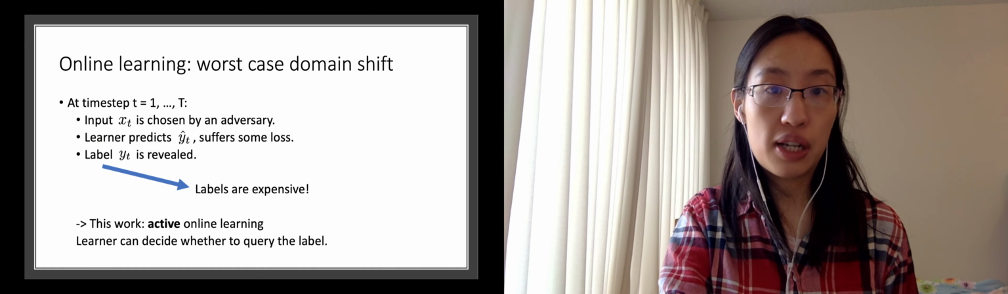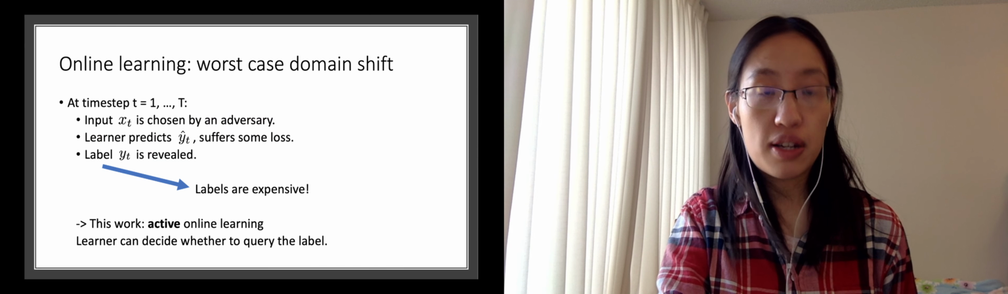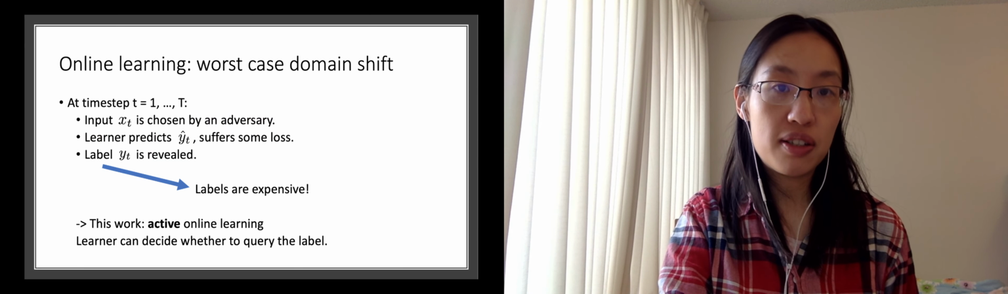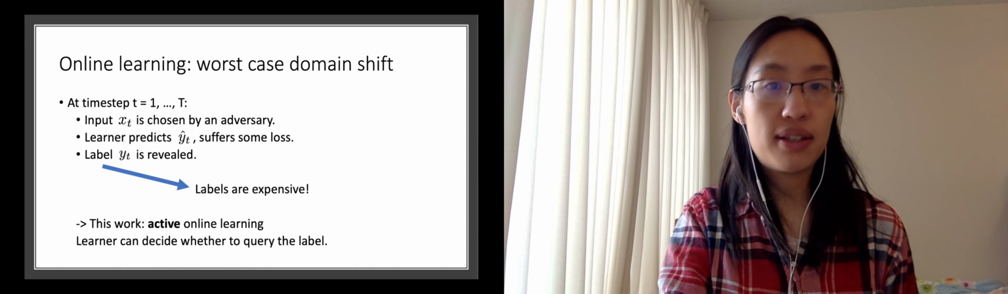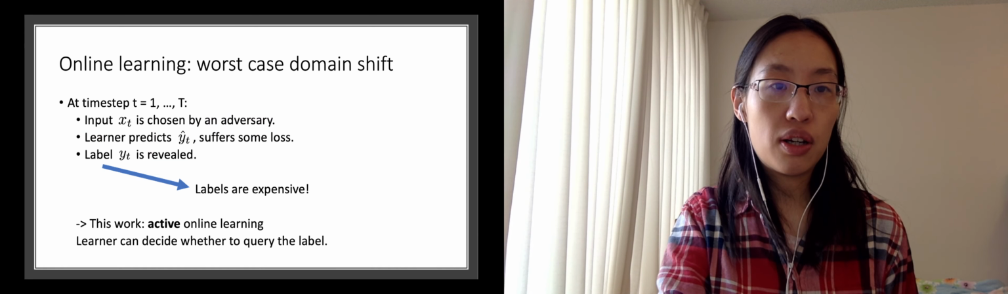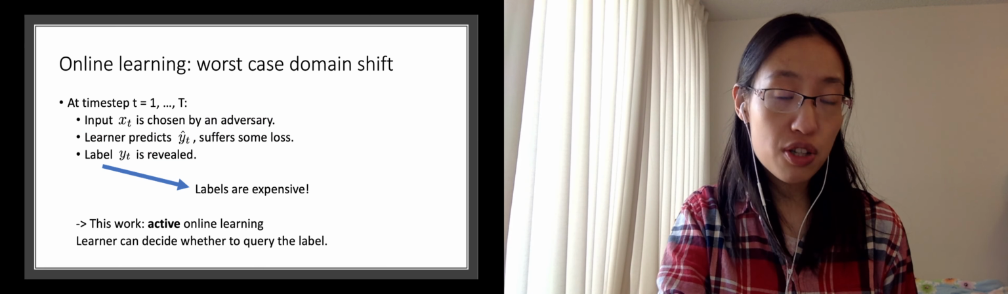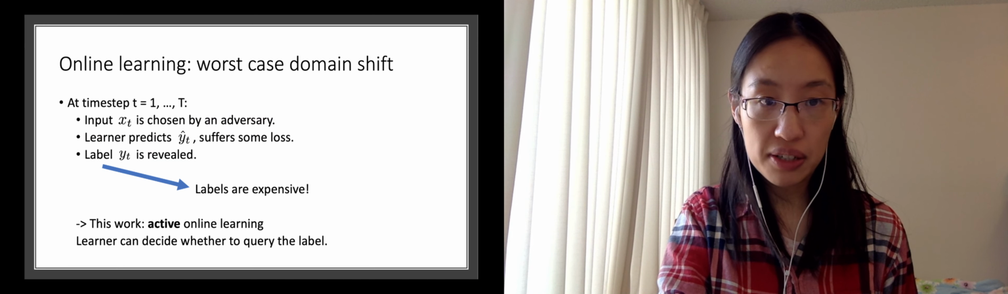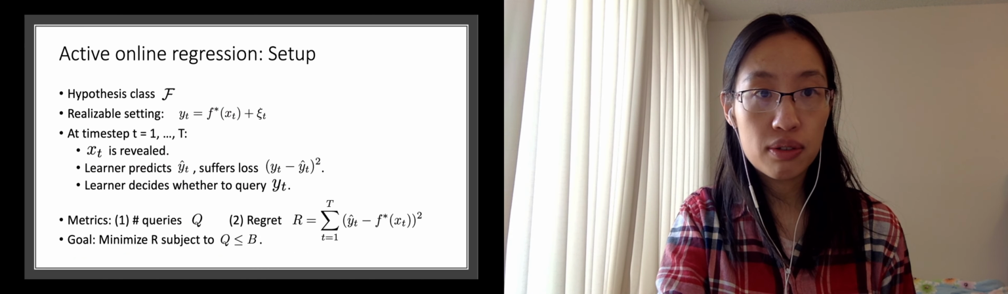Online learning is a classical framework that studies worst-case domain shift. At every time step, an input xt is chosen by an adversary. The learner predicts y hat t, suffers some loss, and then the label yt is revealed. However, acquiring the label at every time step is very expensive. So in this work, we study active online learning, where the learner can decide whether to query the label.